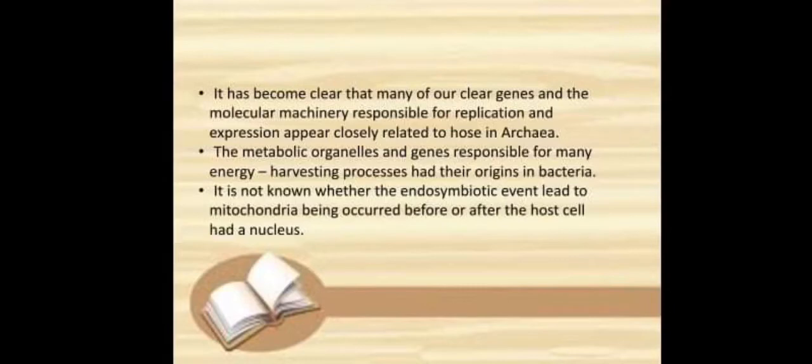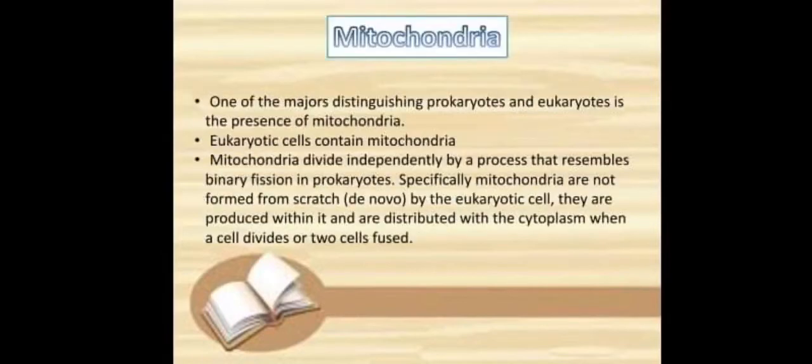Much remains to be clarified about how this relationship occurred. This continues to be an exciting field of discovery in biology. For instance, it is not known whether the endosymbiotic event that led to mitochondria occurred before or after the host cell had a nucleus. Such organisms would be among the extinct precursors of the last common ancestor of eukaryotes.